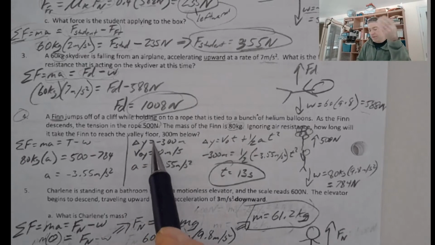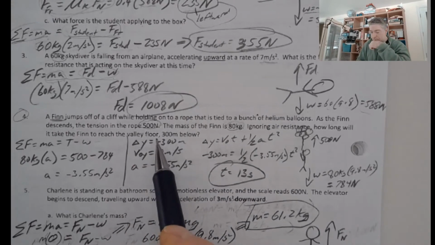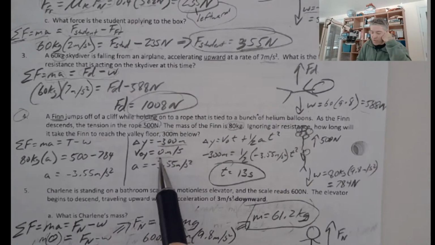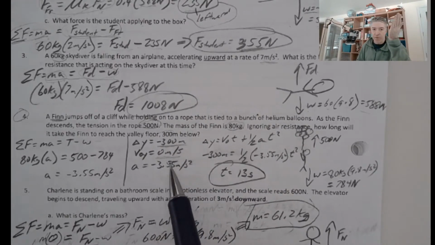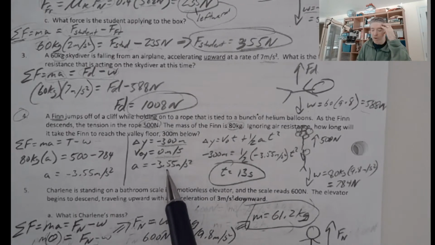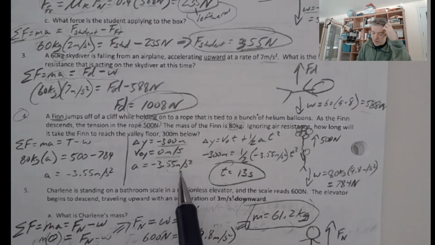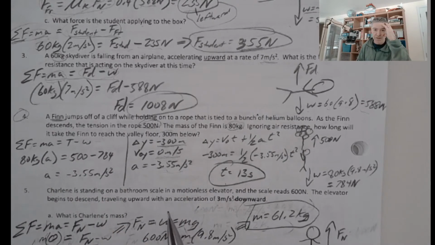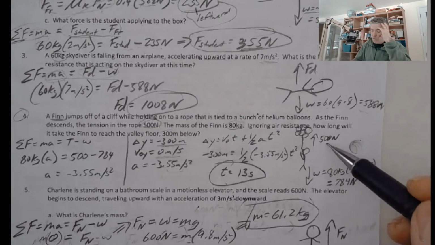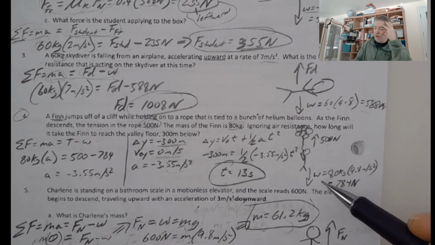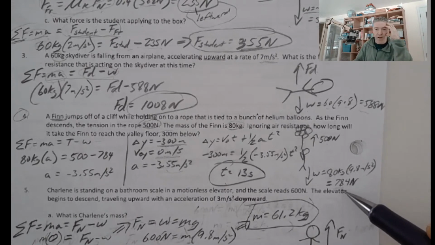So the end of this is a kinematics problem. We have y displacement. We have initial y velocity because the Finn is just jumping off the cliff starting at 0 meters per second. And we need to find acceleration in order to find the time. But in order to get acceleration, we've got to do this Newton's laws kind of analysis. So here's the force of tension in the rope that's pulling the Finn up, and this is the weight of the Finn pulling the Finn down.